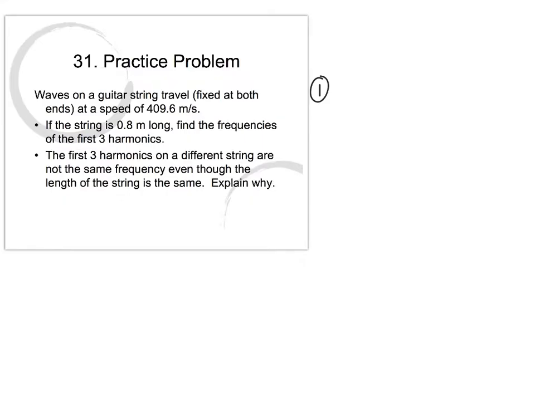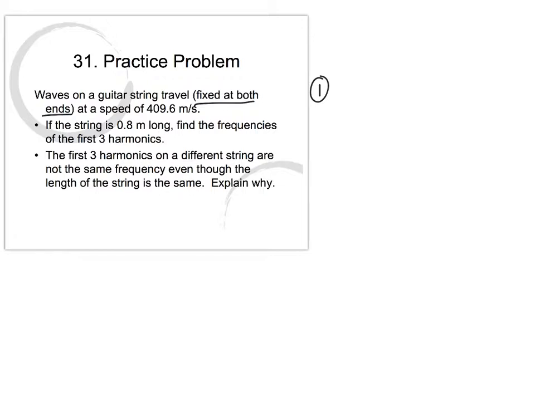So let's try a practice problem, because I think this may make things a little bit easier. Waves on a guitar string, which is fixed at both ends, that's a key piece to this, travel at a speed of 409.6 meters per second. If the string is 0.8 meters long, find the frequencies of the first 3 harmonics.